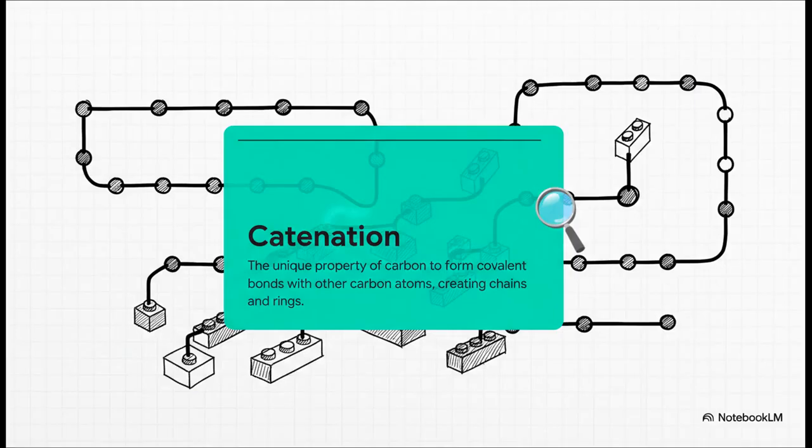First up, superpower number 1, catenation. It's a fancy word, but it just means carbon is amazing at linking up with itself. It can form these super long, super stable chains and rings. Seriously, it's like the ultimate molecular Lego. It can just keep clicking together.